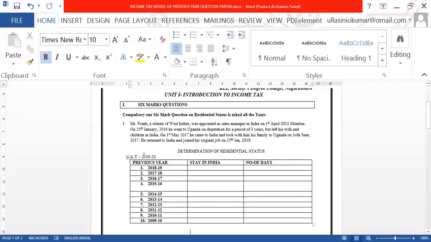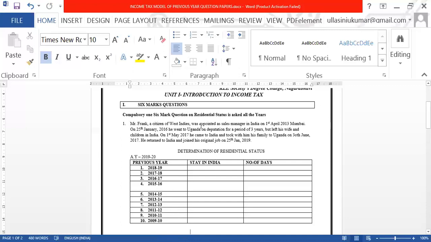The assessment year would be 2019-20, and the previous year for that will be 2018-19. Next comes jotting down the preceding previous years. So they are 2017-18, 16-17, 15-16, 14-15, 13-14, 12-13, 11-12, 10-11, and 2009-10.